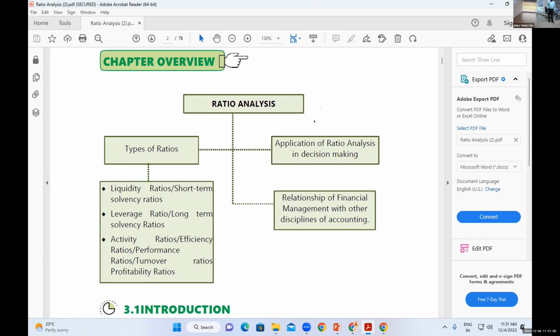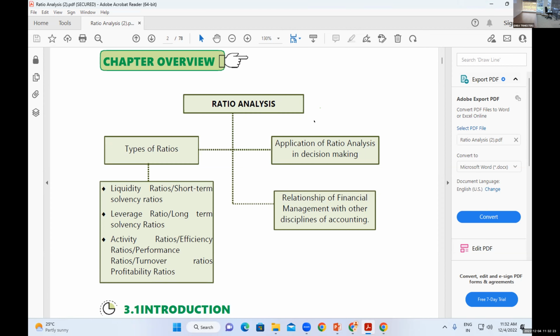Now, what are those ratios in general available for us? The ratios can be classified into liquidity ratios, leverage ratios, and activity ratios. Okay, liquidity, leverage, and activity. What are the liquidity ratios? Liquidity ratios are helpful for finding out the liquidity position of the company. What is liquidity? Liquid means liquidity. Current available cash, for example.